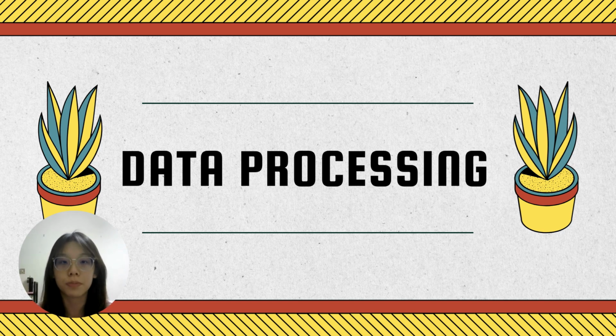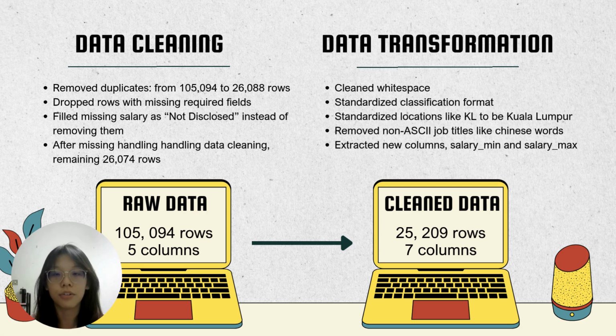In this stage, the raw JobStreet dataset has to be cleaned, transformed, and converted into a structured dataset that is ready for further analysis and performance testing. The raw dataset initially contained about 105,000 rows and 5 columns. During data cleaning, duplicate records were removed, which reduced the dataset to about 26,000 rows. After that, rows with missing required fields like the company name or job title were dropped. If only the salary value was missing, it was filled with the words not disclosed, instead of removing the row.